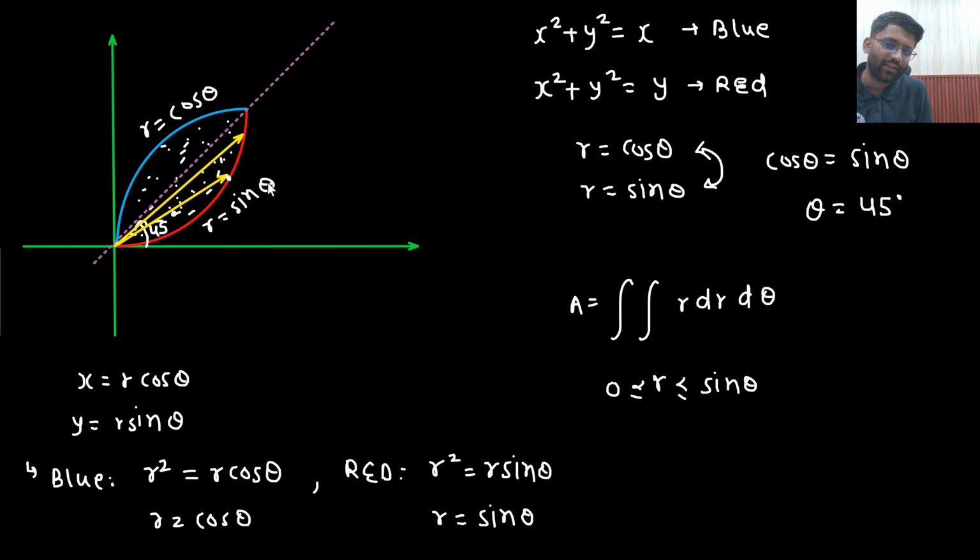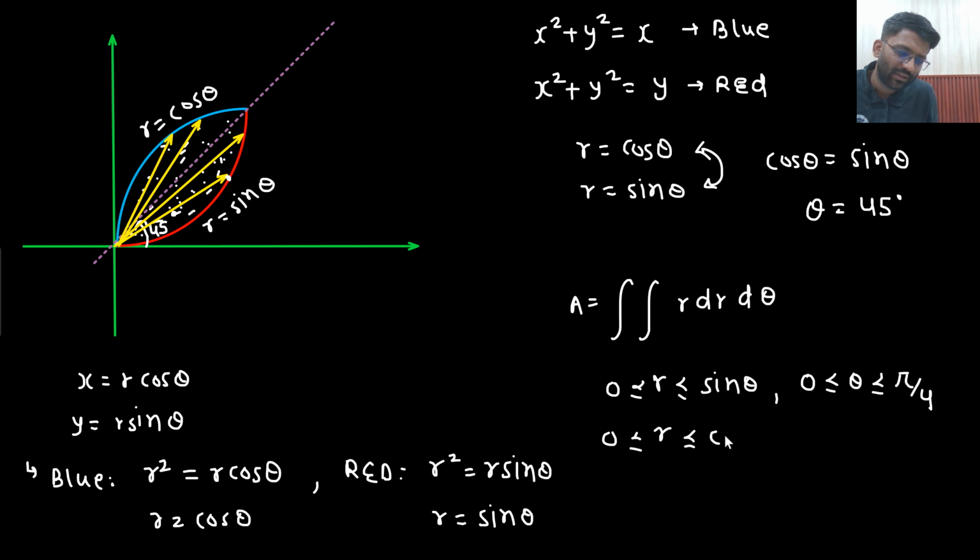What is the value of r here? r equals sin theta. r is going from 0 to sin theta when theta is from 0 to pi by 4. And r is going from 0 to cos theta when theta is from pi by 4 to pi by 2.